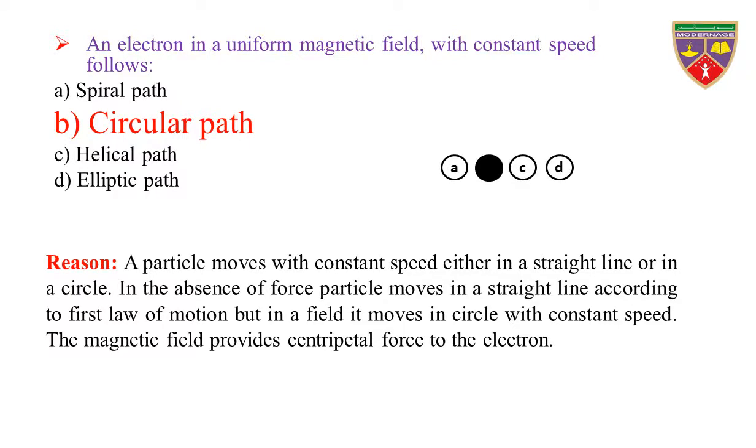Reason: a particle moves with constant speed either in a straight line or in a circle. In the absence of force, a particle moves in a straight line according to the first law of motion, but in a field it moves in a circle with constant speed. The magnetic field provides centripetal force to the electron. Hence, the electron moves in a circular path.